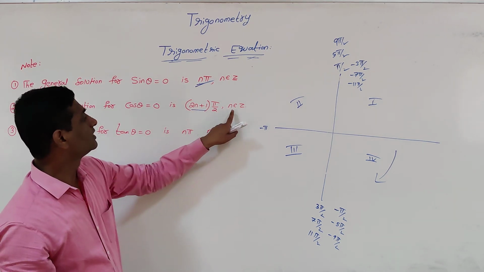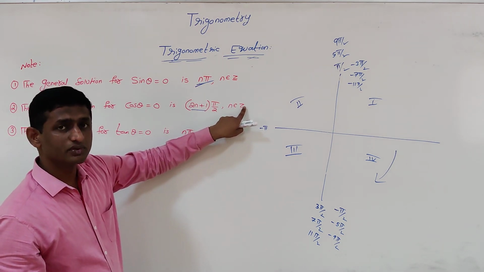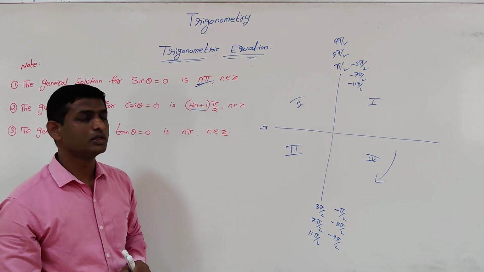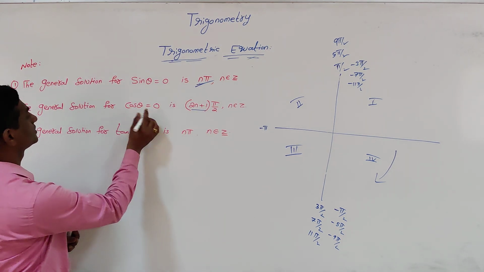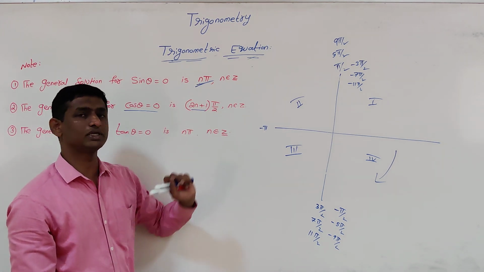That is when n belongs to z. If n is an integer, 2n plus 1 becomes an odd number. So the general solution for cos theta is equal to 0 is (2n plus 1) times pi by 2, where n belongs to z.